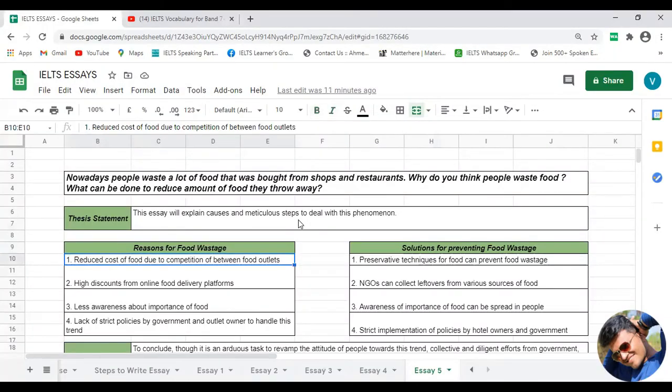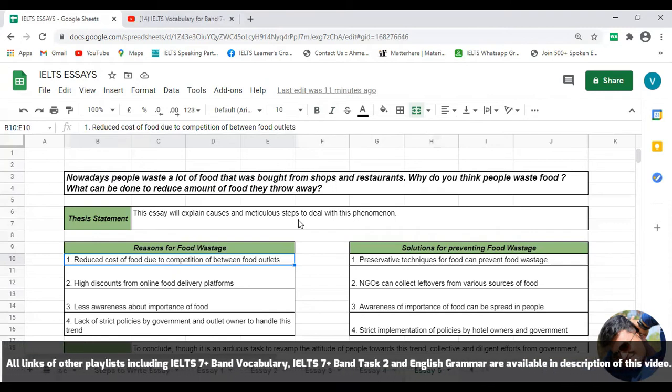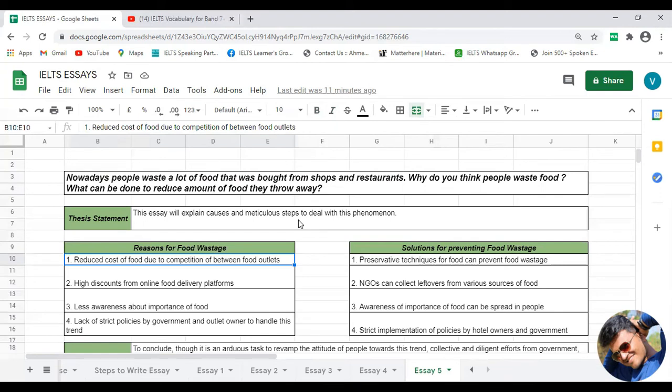If I talk about the first reason of food wastage, then according to me, it is the reduced cost of food to some extent. Why? Because see friends, there are so many food outlets available in the market, and there is a very good amount of competition within those food outlets, and because of that, they have reduced the cost to attract the customers. Just because of that, customers buy a larger quantity of food, and in doing that sometimes they also purchase some unnecessary quantity of food, and in that way the food is wasted by them.